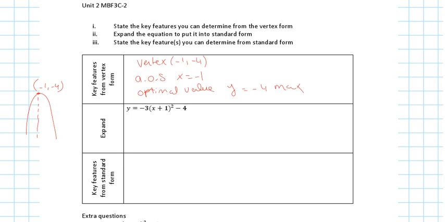Now, the second part, they want you to expand. Change it to standard form. What do I have to do? You grab the brackets and you do it twice. Write the bracket twice, exactly. So, write the (x plus 1) twice.